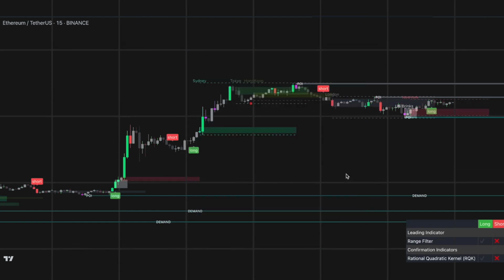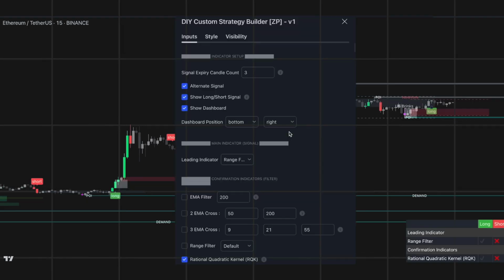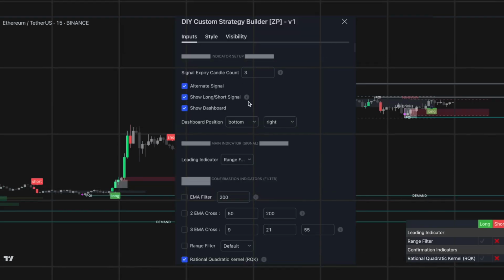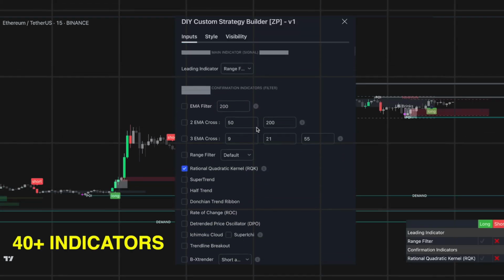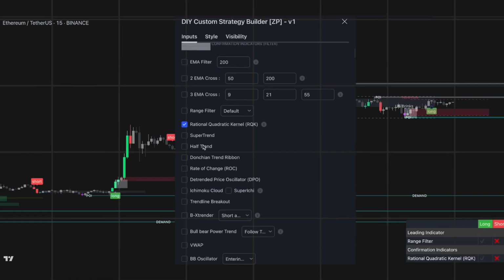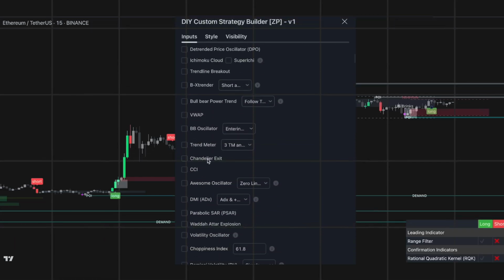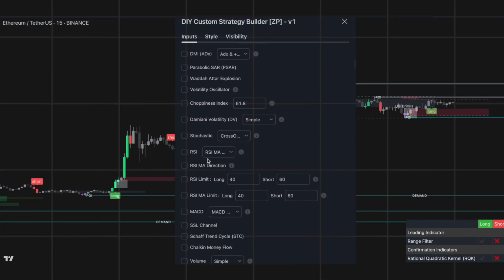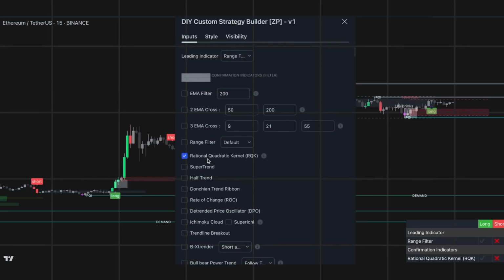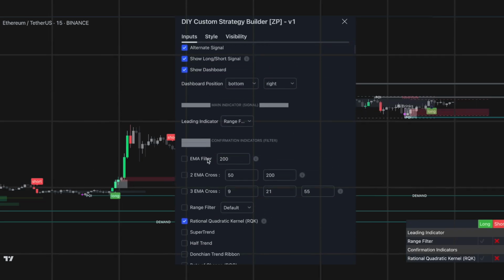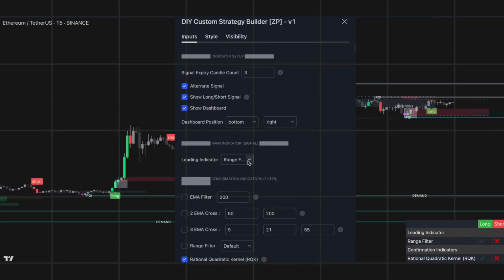In the indicator inputs, you can customize the accuracy of buy and sell signals. With more than 40 indicators available, you can select any combination you prefer, and the indicator will generate buy and sell signals accordingly. This is an alternative to the time-consuming process of manually confirming signals from multiple indicators.